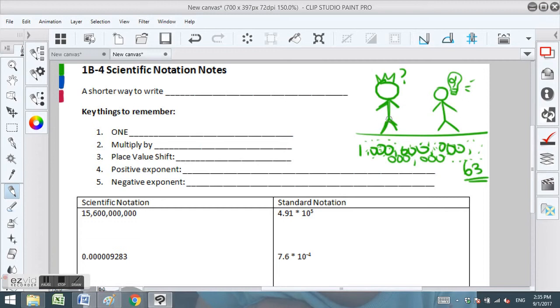And the reason we call it scientific notation is a lot of times this is used in science because there are some really big numbers in science and some really small numbers. And so it helps scientists be able to write things in a more concise way. So the definition of scientific notation is just a shorter way to write very large or very small numbers.